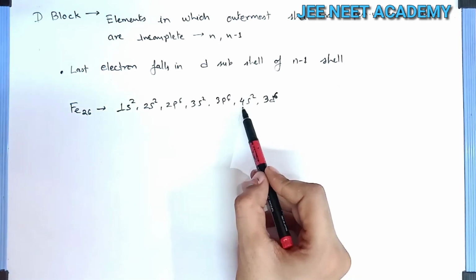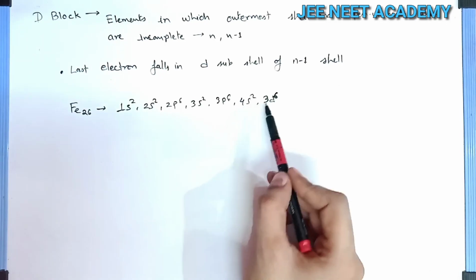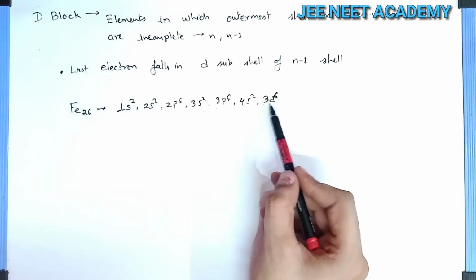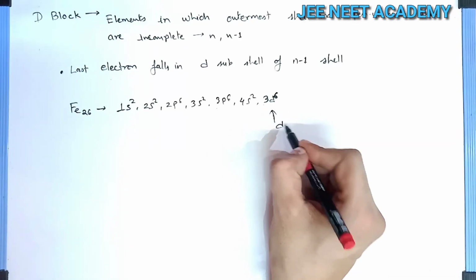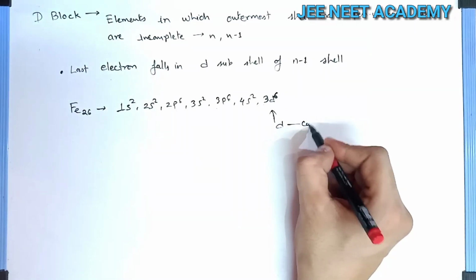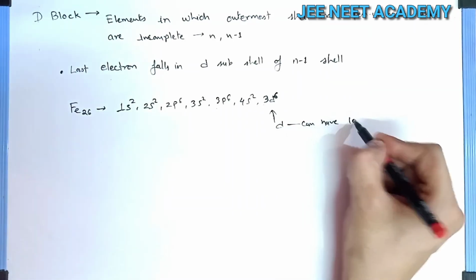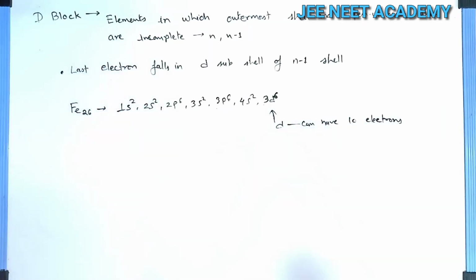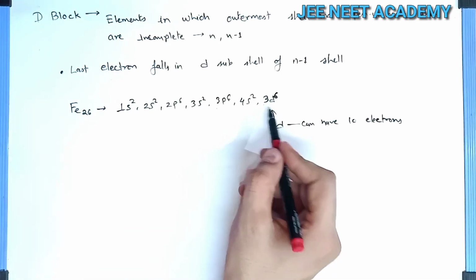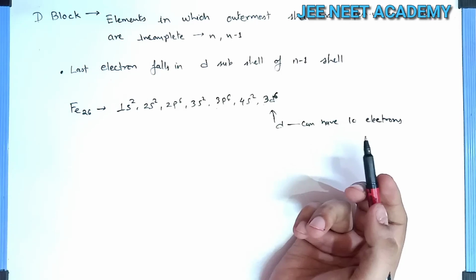In the outermost shell is 4 and penultimate shell is 3, and 3d can have 10 electrons, but for iron only 6 electrons are there in the D subshell, and that is also 3d, but 4s is the outermost shell. Penultimate shell is incomplete. This is the important point.